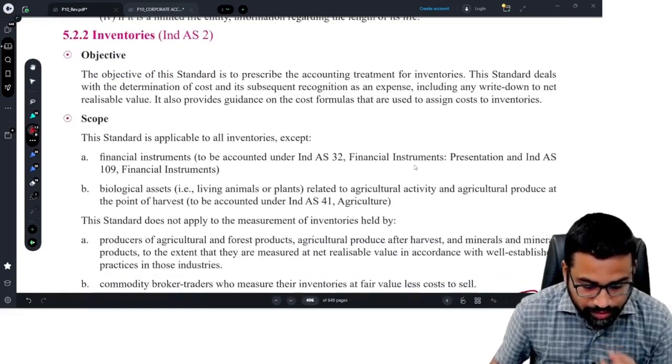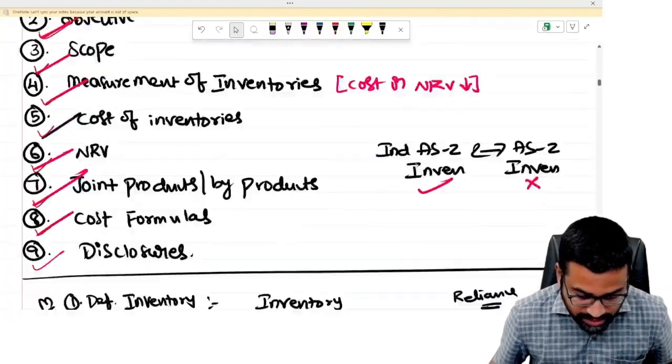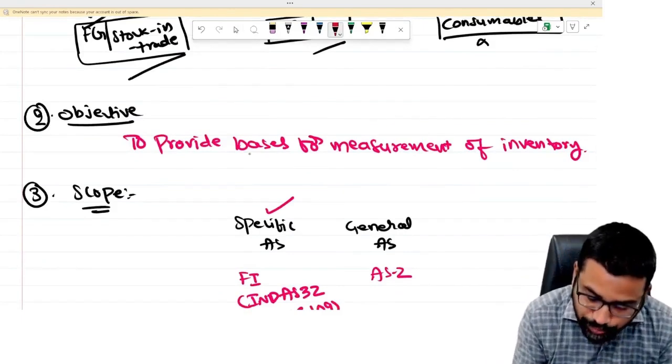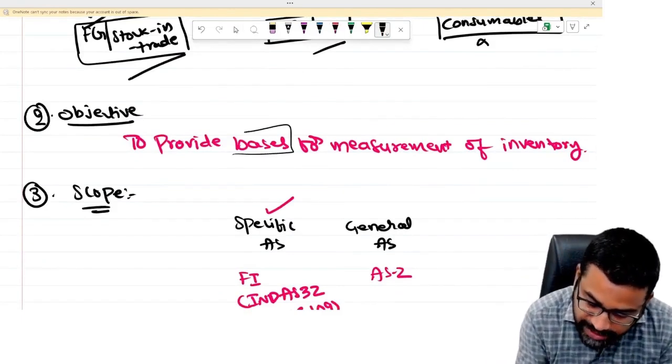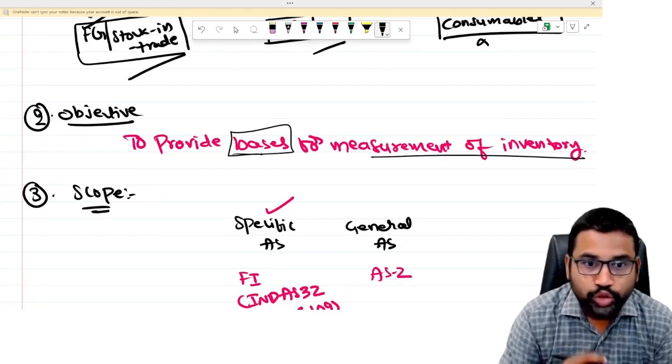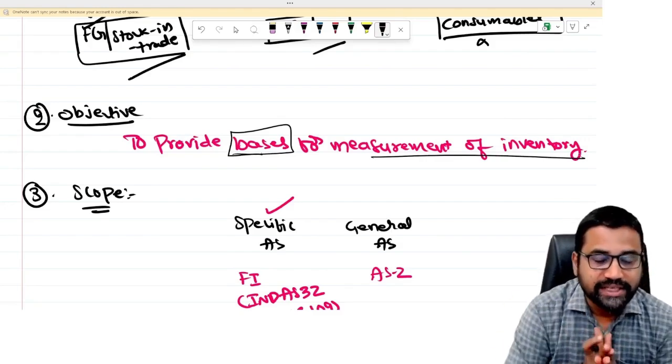Now, what is the object of Ind AS 2? Simple. The main object is to provide the basis for measurement of inventories. Sir, how to measure the inventory? To provide the basis for that inventory valuation.